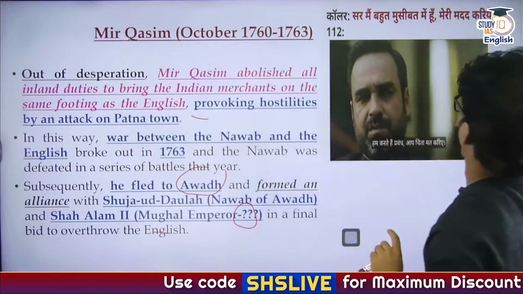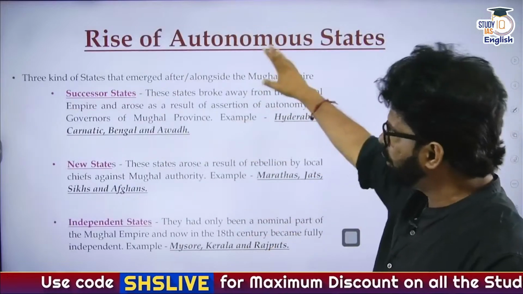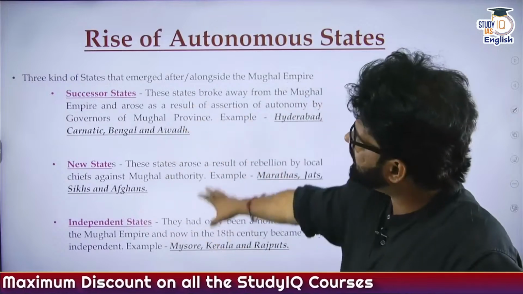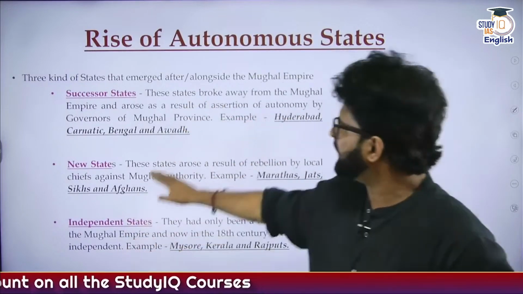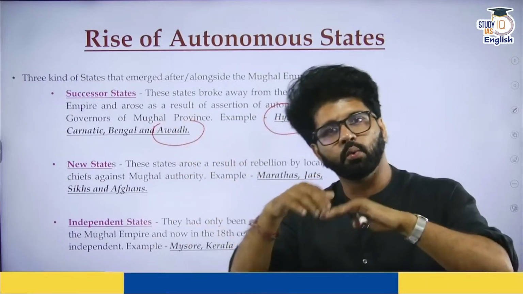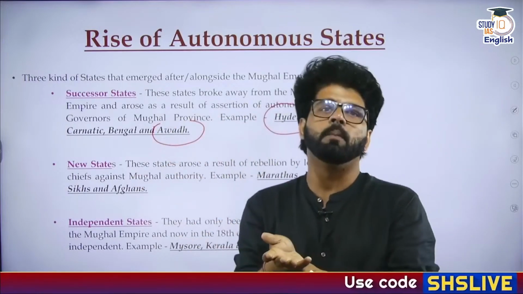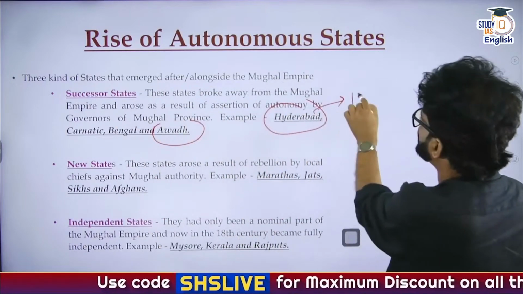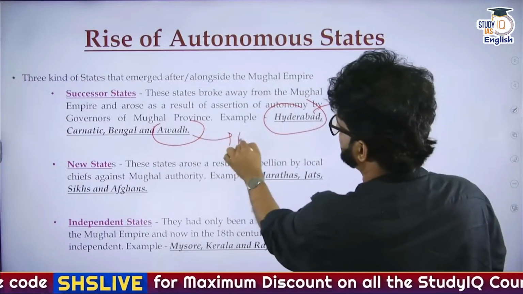And they are, as we have discussed, three kinds of states. You can go back to later Mughal rulers and successor states. We have seen there are three types of states: successor, new, and independent. In those successor states, Hyderabad and Awadh, who were formed during the reign of Muhammad Shah between 1719 and 1748. Hyderabad, if I'm not wrong, 1724, and Awadh 1722.